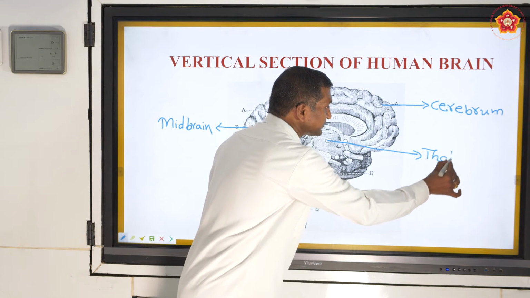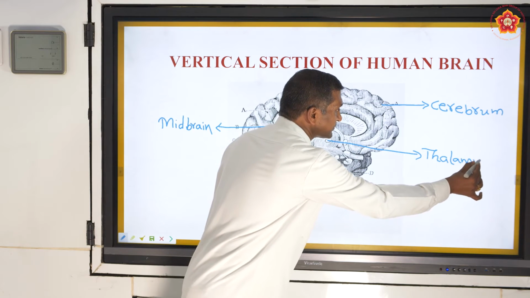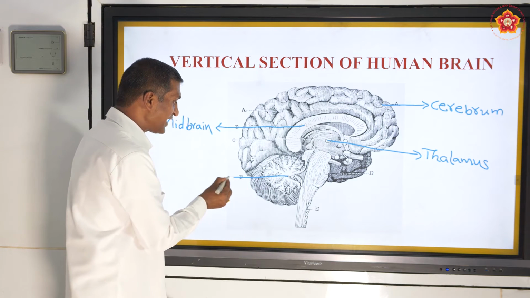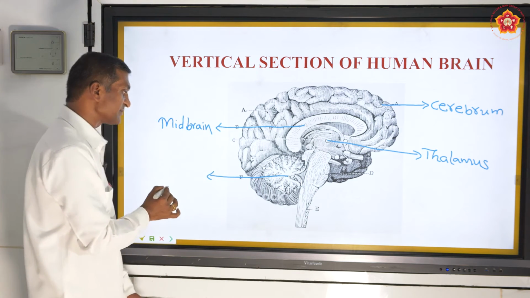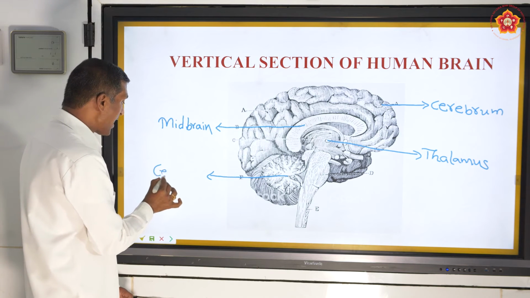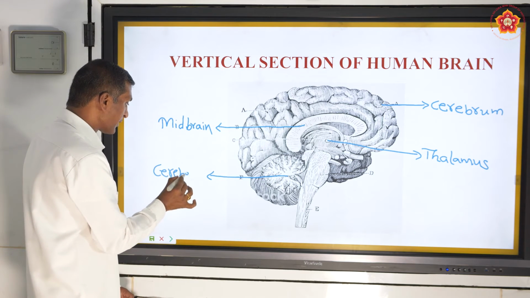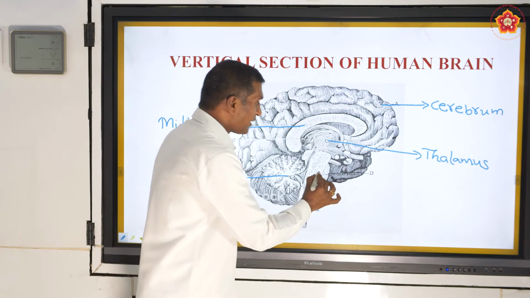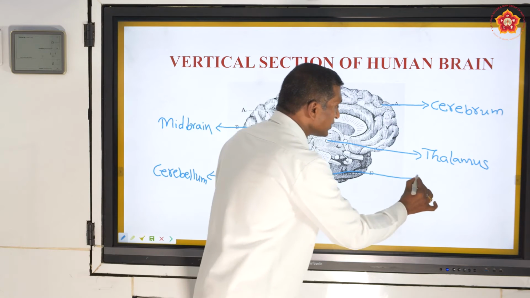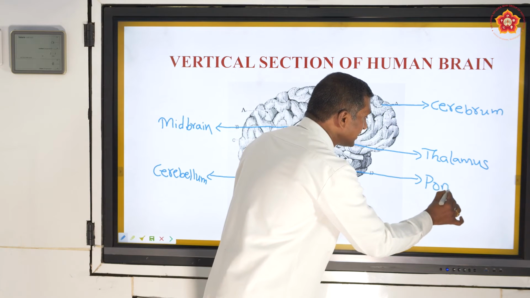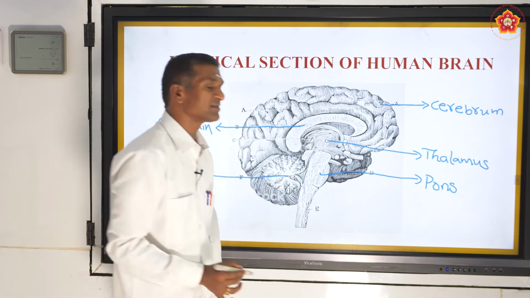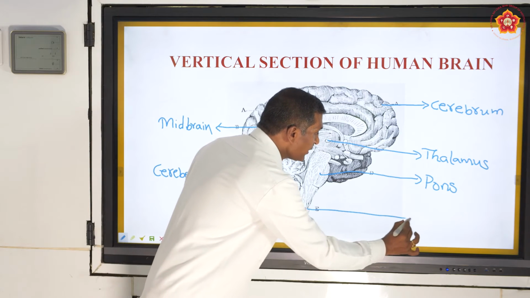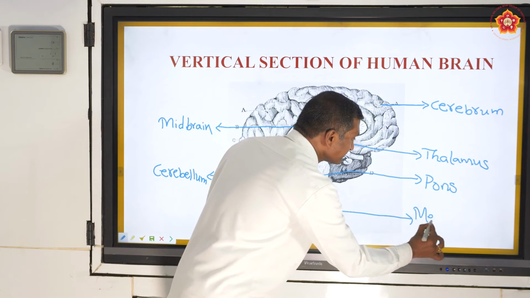Thalamus. If you come to the leaf-like structure, which is nothing but the cerebellum. Cerebellum. And here you find the pons varolii. The pons varolii. And this is the medulla oblongata.